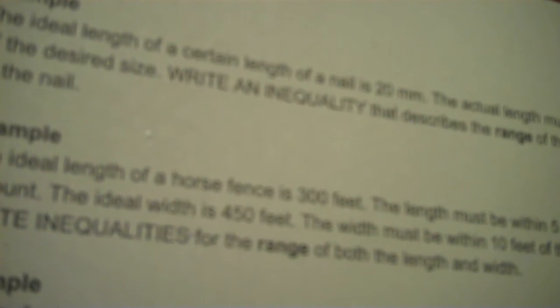Example 2. The ideal length of a horse fence is 300 feet. The length must be within 5 feet of the ideal amount, so you put plus minus 5. The ideal width is 450 feet. The width must be within 10 feet, so plus minus 10 with it. Write inequalities of the range of both the length and width. Now, inequalities has an S, so that means there's got to be 2 of them.